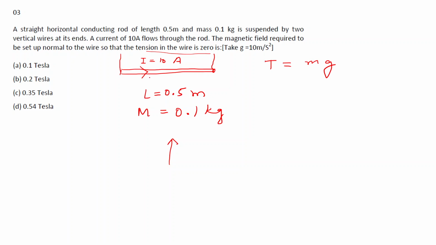Now we know that because of the current flowing in the rod, there will be a magnetic field. What will be the value of the force due to this magnetic field? The force will be I L cross B.